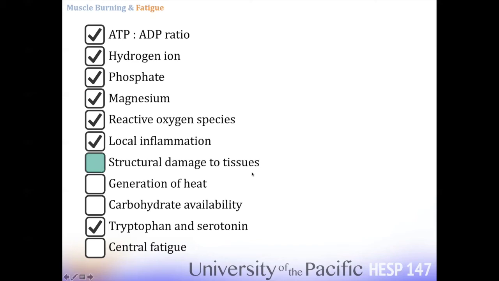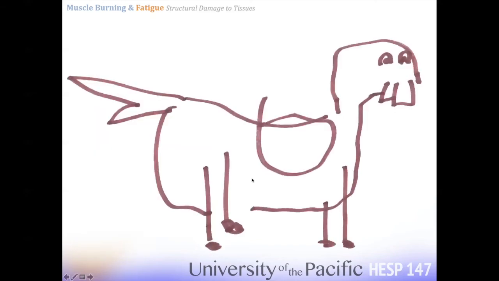Okay, structural damage to tissues. This is a drawing of a horse, right? It's a bad drawing of a horse. That's not what the teeth look like. There's a gap here. Its guts are falling out. I don't know what's going on with its legs. It doesn't have any joints. That tail looks dangerous. The saddle is... this is a bad drawing of a horse.